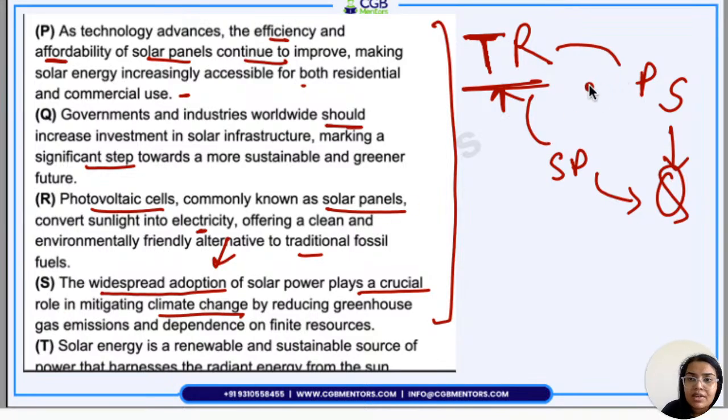So P first and then S gives you a better understanding of details of solar panels here, and that is why the answer is P R P S.